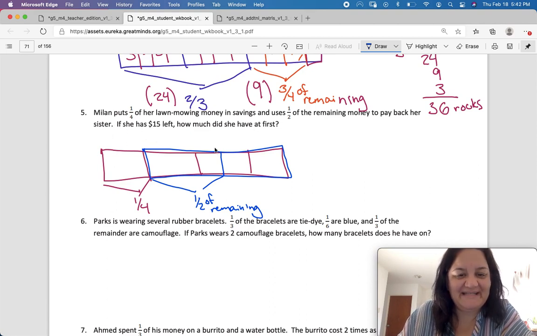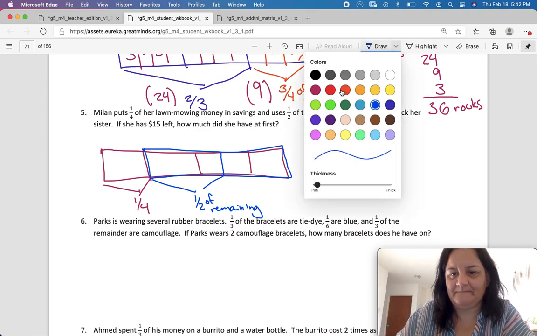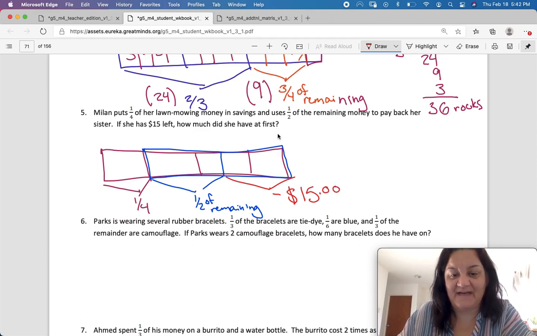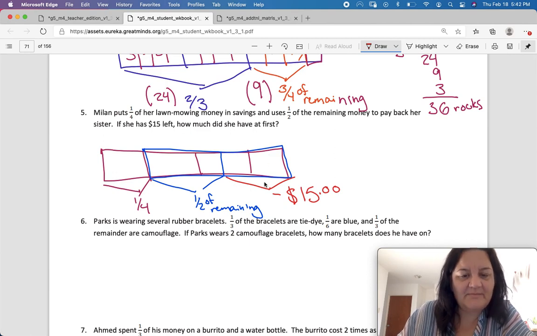If she had 15 left, so if this is what she has left, I'm going to change my color again. This is what she has left, and this is worth $15. How much did she have at first? Okay, well, how am I going to figure that out?